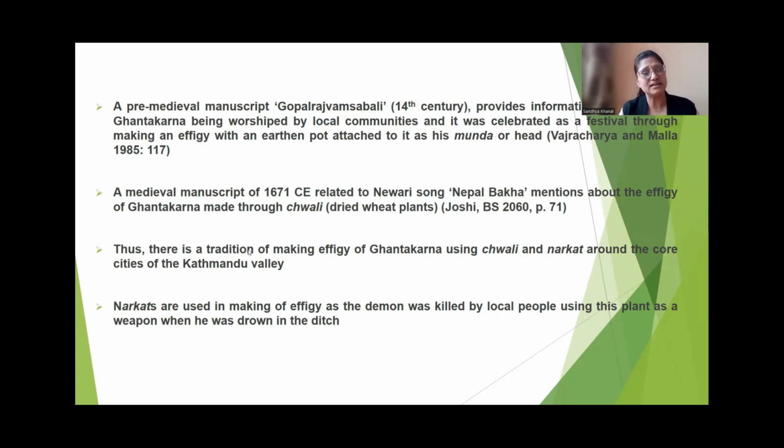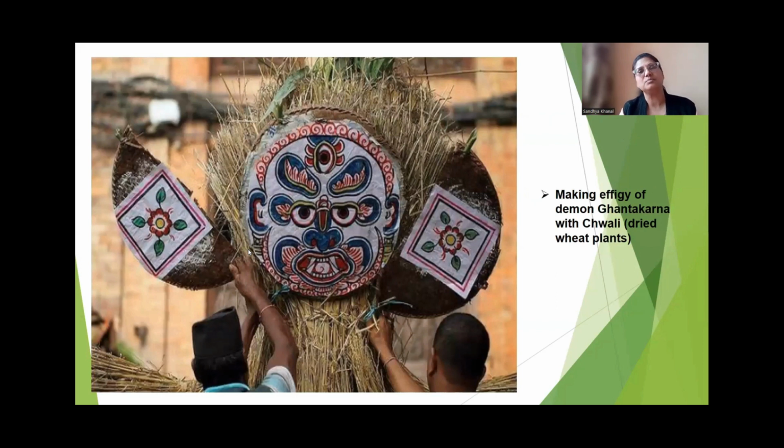The stories and legends related to Ghantakarna tell us that Ghantakarna was killed using the narkat. So narkat is used in making the effigy of the demon, because he was killed by local people using this plant as a weapon, as it is related with the story. Most of the practice is making the effigy, and it is settled in the evening time. So I'll discuss that.